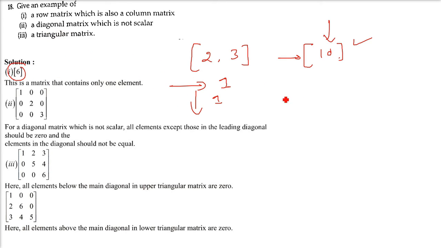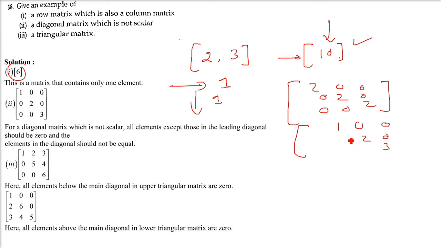Now, what is a scalar matrix? A scalar matrix is a square matrix in which all the values in the diagonal are the same. For example, I'm writing 2, 2, 2, and 0s everywhere else. So this is a scalar matrix. So we just have to write a diagonal matrix which is not scalar. Just make it 1, 2, 3 or any other values you want. The diagonal values should not be equal. Okay, they are not equal. This is an example of a diagonal matrix which is not scalar.